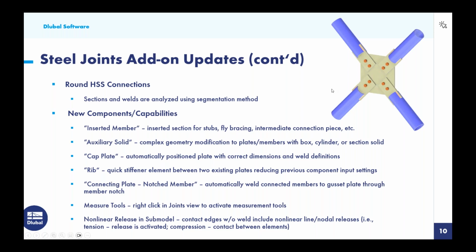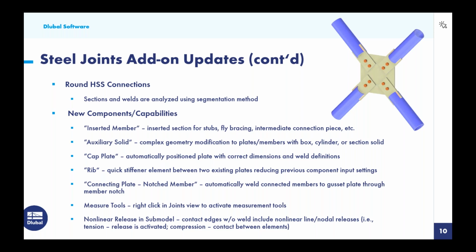Also with the same connection here, we can automatically weld the connected members to the gusset plate through member notches. This will be a very efficient input as well that we'll see. We have added measuring tools within the steel joints add-on. So now you can right click in the joints view to activate these measurement tools. If you just need to make a quick measurement graphically, this can be very useful.